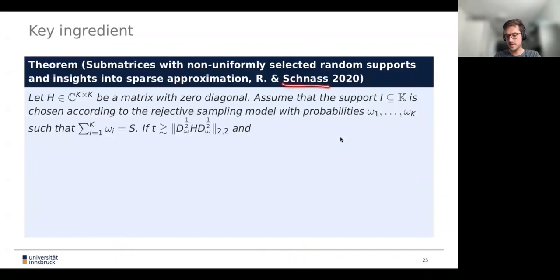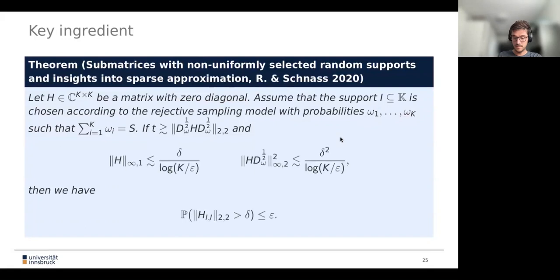I showed this with my supervisor, Karin Schnass, where we basically showed that if we have a complex matrix with a 0 diagonal, and assume that the support is again chosen according to this rejective sampling model, so this is where our weights omega 1 to omega k come in again, and these three conditions are satisfied: this is basically the biggest entry of H, and this is some weighted L2 norm in some sense. So recall that D_omega is just a diagonal matrix with the weights on the diagonal. So you basically multiply each column of our matrix H with the square root of the corresponding weight, and you want the biggest row norm of this matrix to be small.